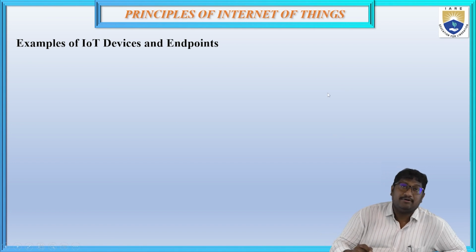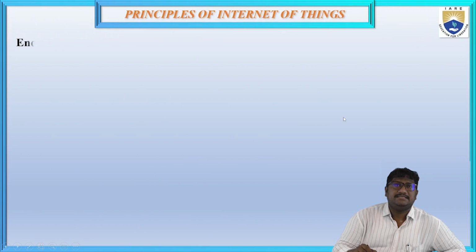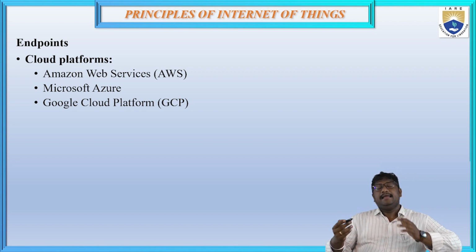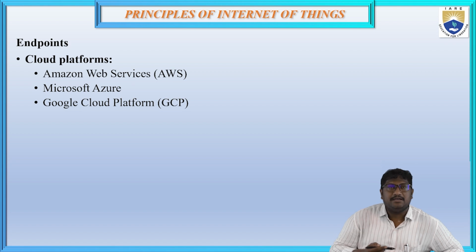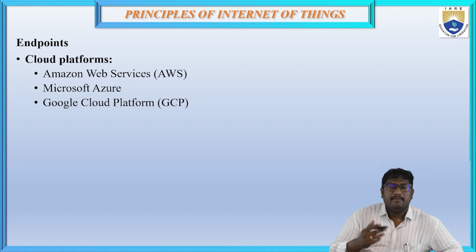In these examples of IoT devices, I can say industrial IoT devices, which are temperature sensors, pressure sensors, vibration sensors, motor controllers. All these come into industrial IoT. And coming to the next factor, which is your endpoints. In these endpoints, cloud platforms, there are different kinds of cloud platforms, such as Amazon Web Services and Microsoft Azure. Recently in the industry, you have seen there was a failure in Microsoft Azure. So automatically all the flight systems were jammed due to the Microsoft Azure failure. See how much our cloud platforms are providing service to the industries. And coming to GCP, which is Google Cloud Platform.